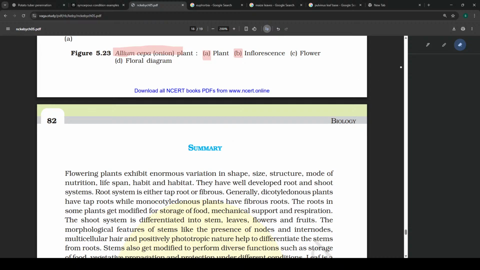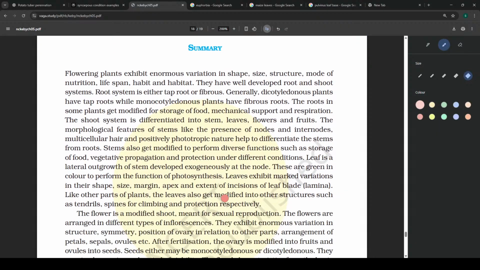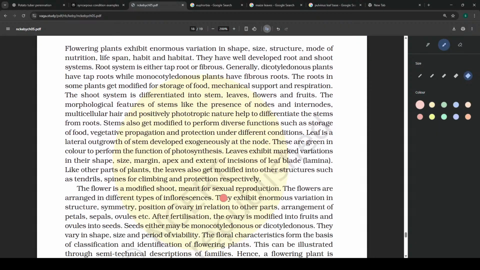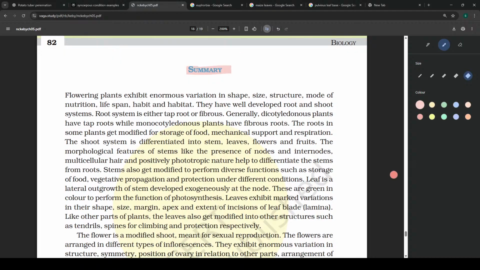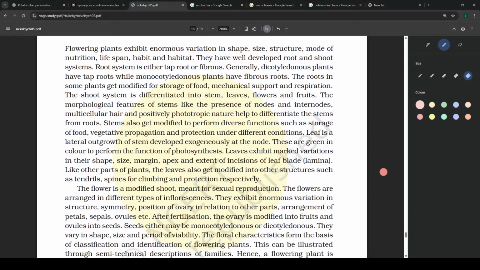Let's see the summary. I'll just read it. Summary: flowering plants exhibit enormous variation in shape, size, structure, mode of nutrition, lifespan, and habitat. They have well-developed root and shoot systems. Root system is either tap root or fibrous. Generally, dicotyledonous plants have tap roots. Monocotyledonous plants have fibrous roots. The roots in some plants are modified for storage of food, mechanical support, and respiration.